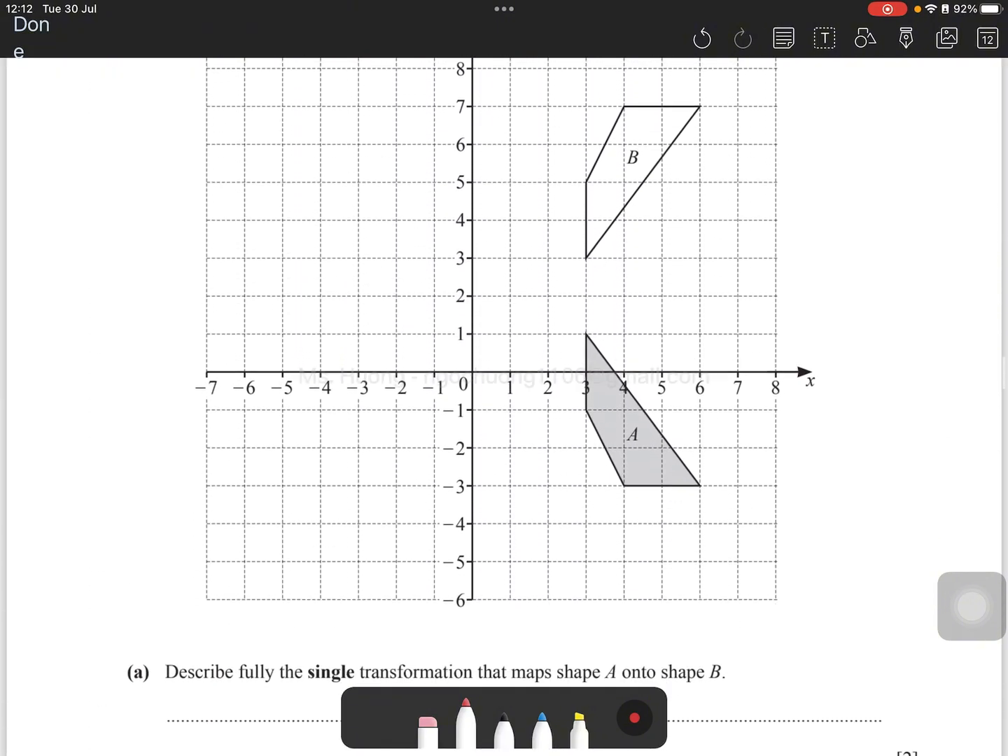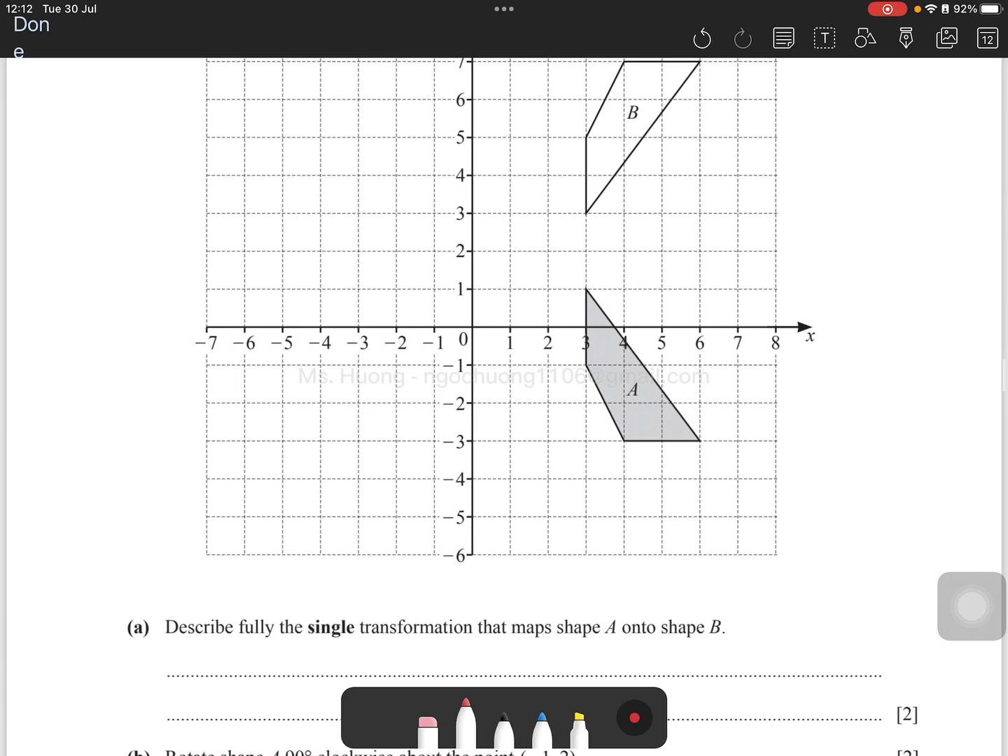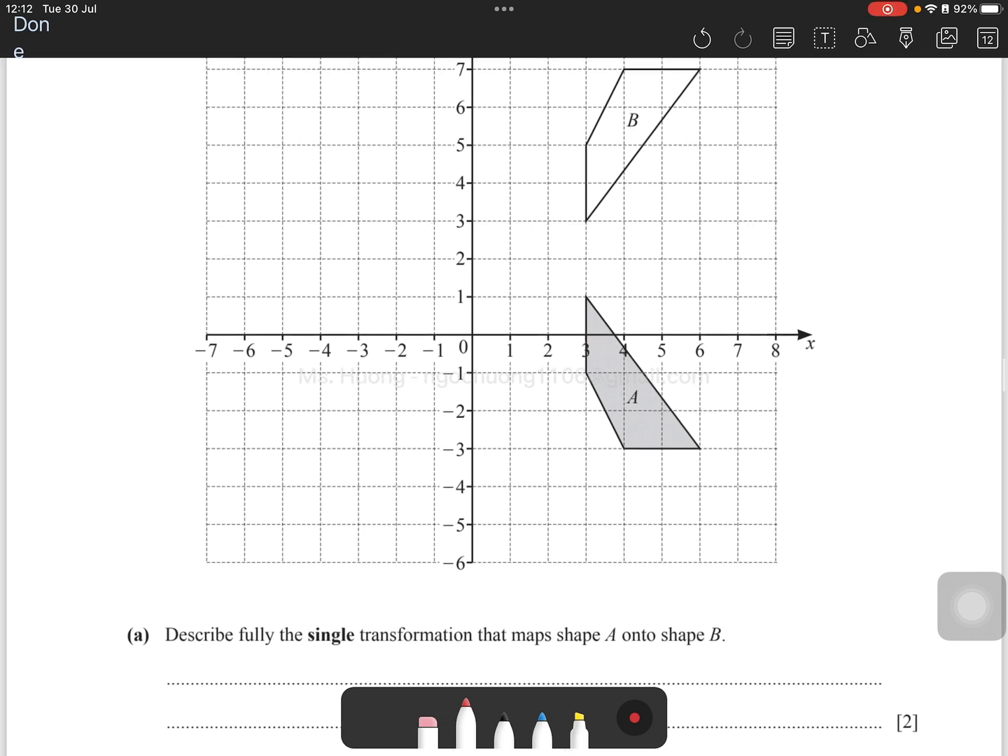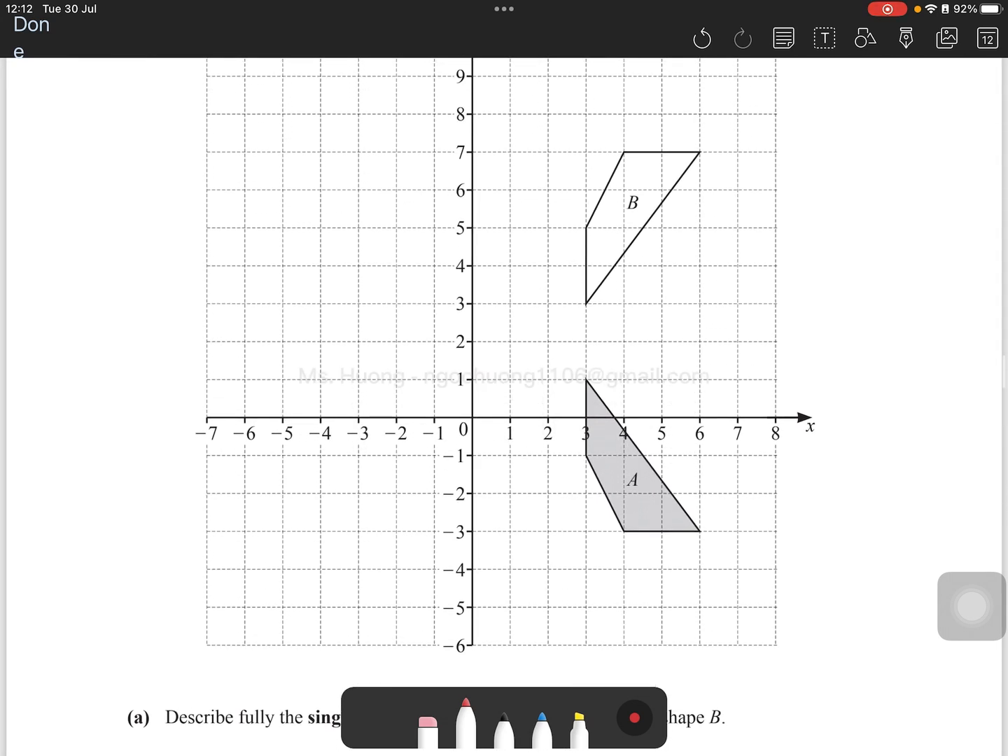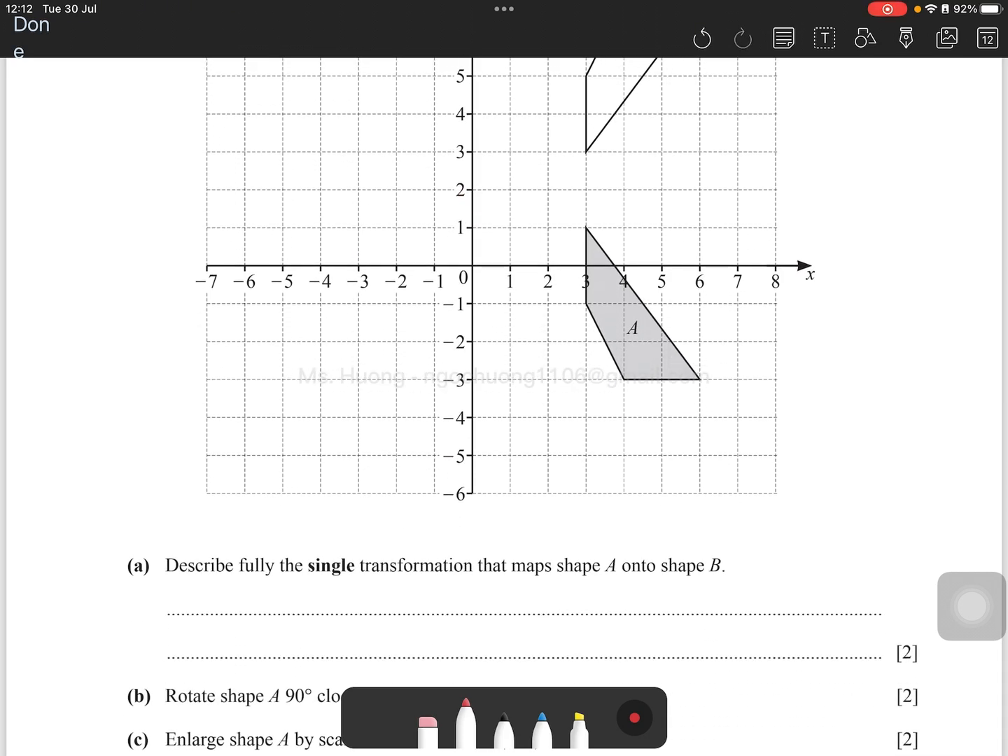Question 10. A. Describe fully the single transformation that maps shape A onto shape B. We see that this is definitely a reflection over the line, this horizontal line. It is y equals 2. So we say that it is a reflection over the line y equals 2.